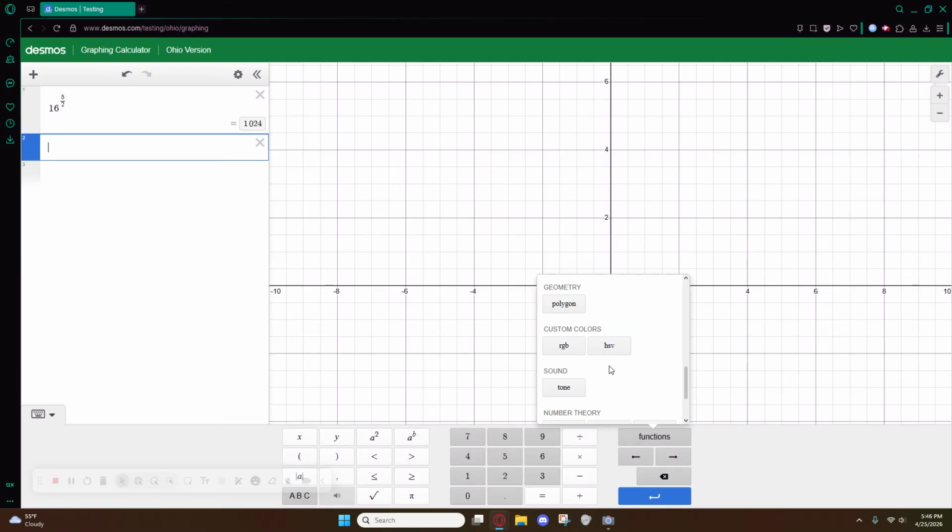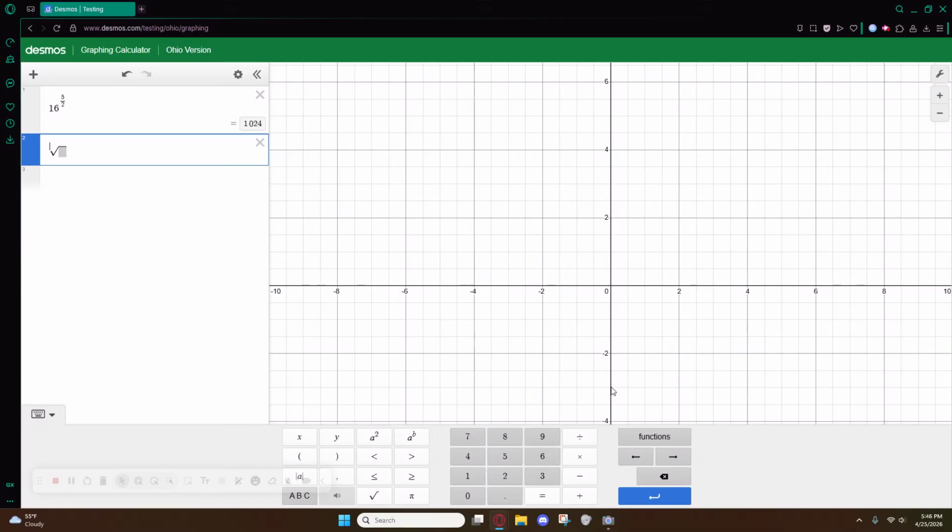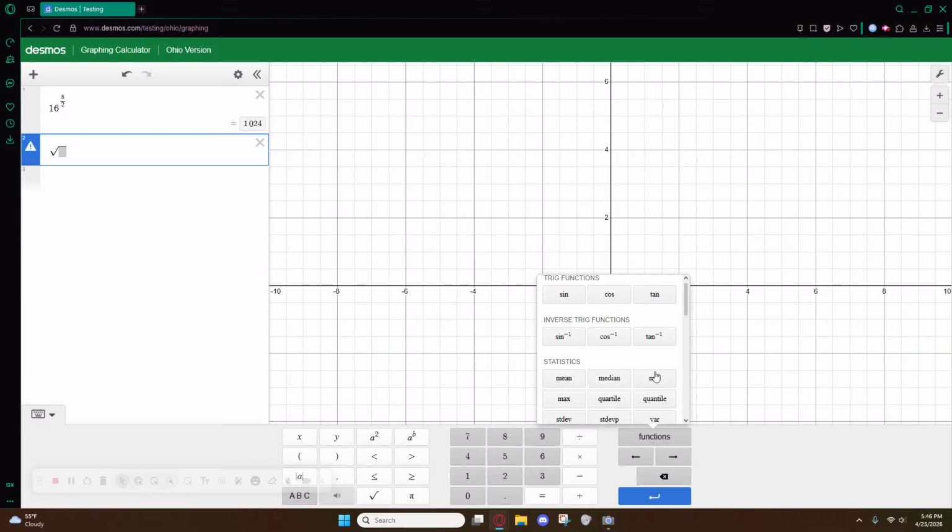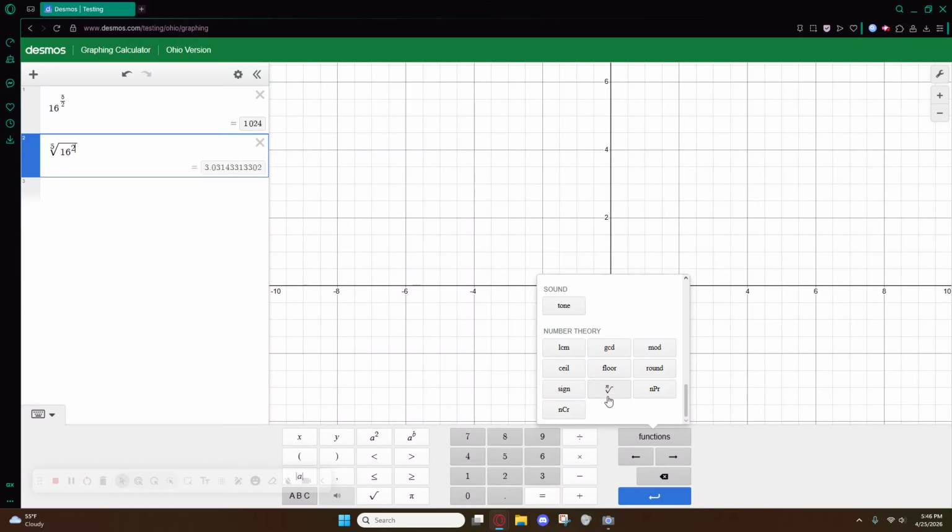Because 16 squared is not 1024, but remember, to get to custom roots, like the fifth root, you need to hit function, go all the way down to number theory. You can put in the fifth root of 16 squared. That gives you 3. So that's not it.